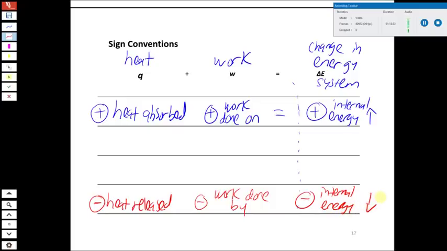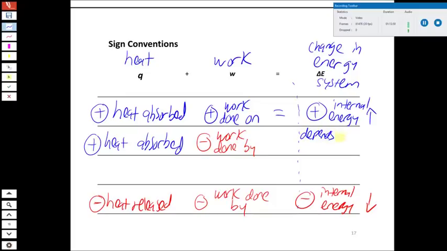But of course, it is also possible to have a combination of plus and minus. So you can have positive heat, negative work, or vice versa. So if we have a positive heat term, meaning that heat is absorbed, but at the same time, our system is doing work, which gives us a negative W. If we have a positive and negative, whether delta E is positive or negative depends on the magnitude of Q and W.